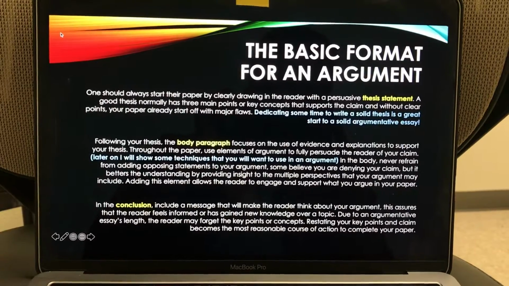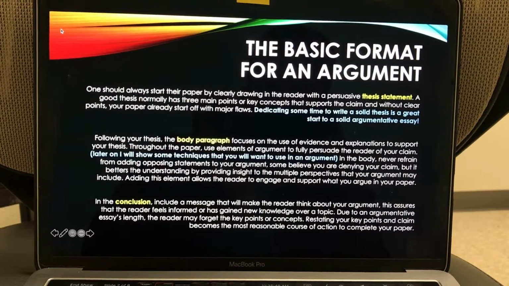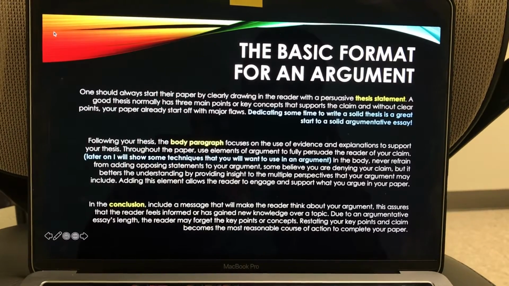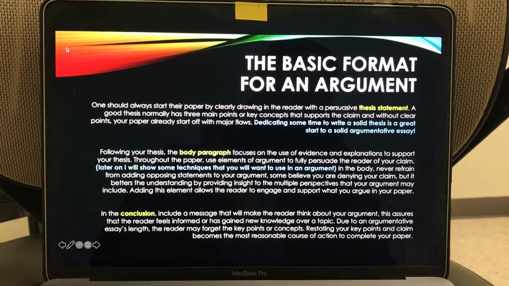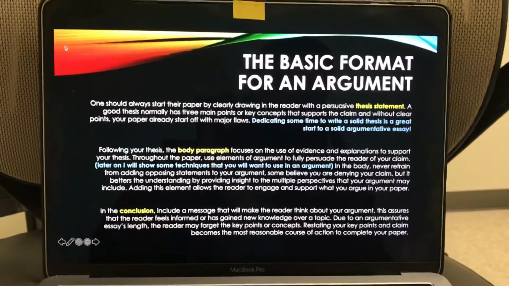In the body, never refrain from adding opposing statements to your argument. Some believe that you are denying your claim, but it betters the understanding by providing insight to multiple perspectives that your argument may include. Adding this element allows the reader to engage and support what you are arguing in your paper.